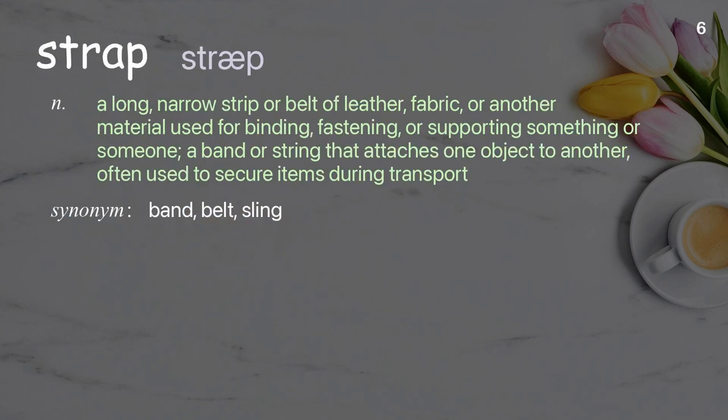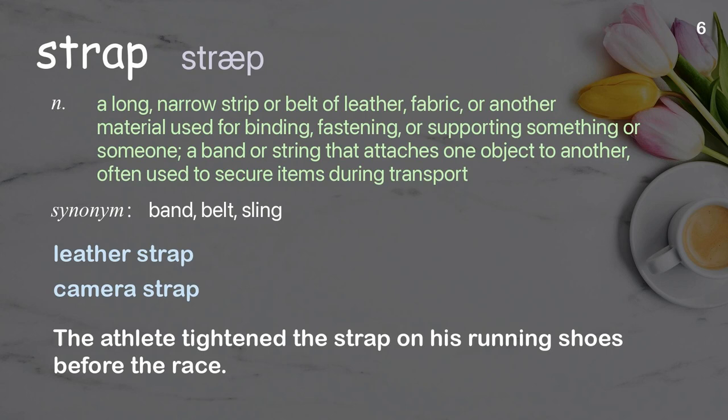Strap. A long, narrow strip or belt of leather, fabric, or another material used for binding, fastening, or supporting something or someone, a band or string that attaches one object to another, often used to secure items during transport. Examples: Leather strap. Camera strap. The athlete tightened the strap on his running shoes before the race.